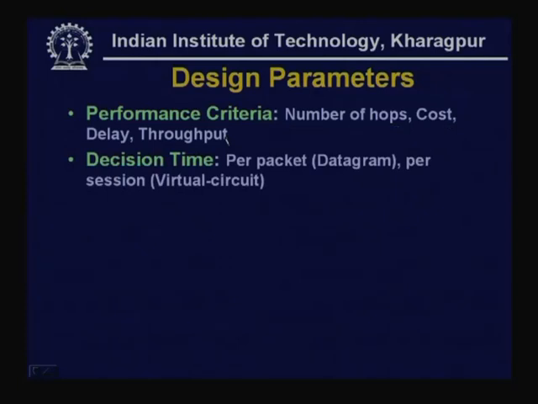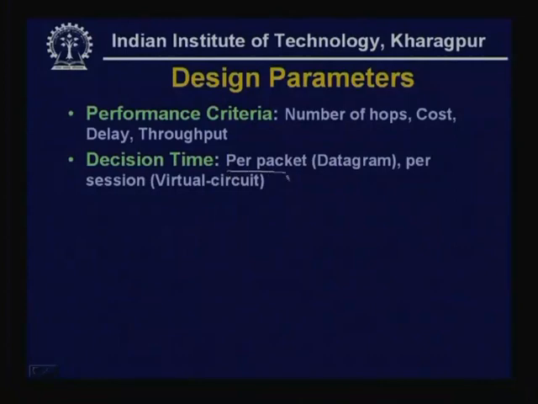Second question or second important parameter is the decision time. Now, decision time means when you will decide for routing a packet. The decision can be per packet basis. For each of the packets, each of the nodes will decide independently what should be the route for that particular packet.